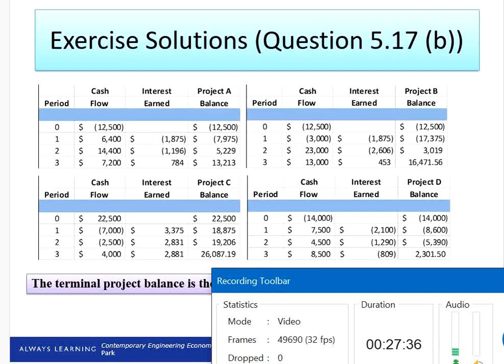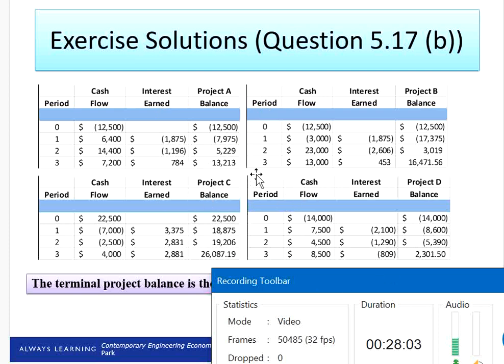Exercise 17 here is similar to our discounted payback period method as well. It is the same concept. We call it project balance: after year 1, what is the balance of a project, which is the same concept as the discounted payback period method. This is the same method which we have already solved.